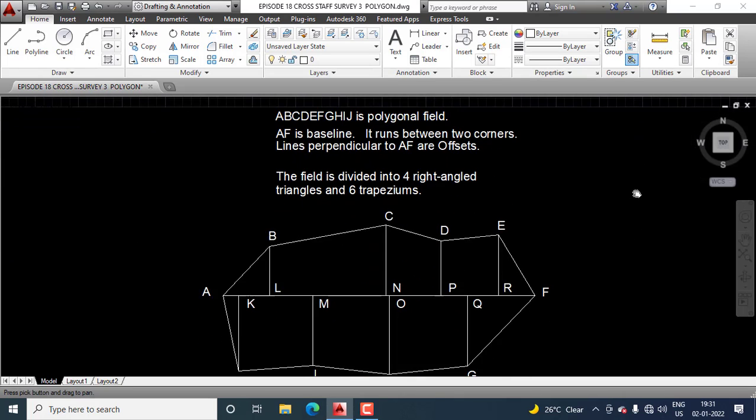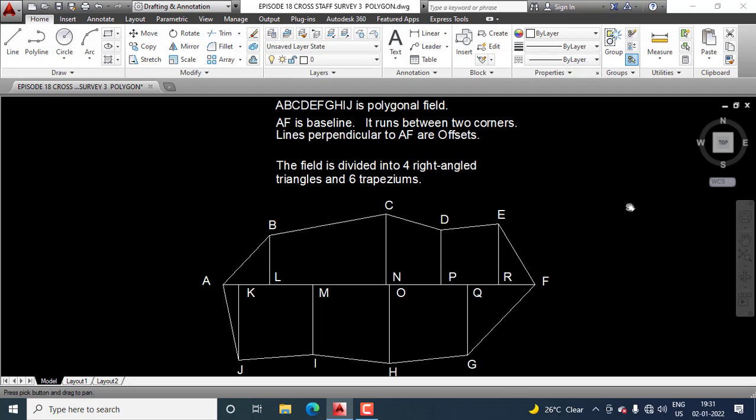A, B, C, D, E, F, G, H, I, J is a polygonal field. AF is the baseline. It runs between two corners. Lines perpendicular to AF are offsets. These lines are perpendicular to AF and these are called offsets.